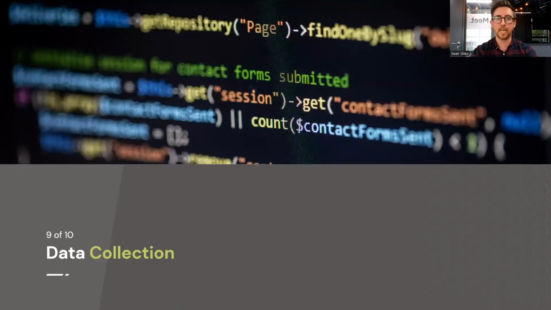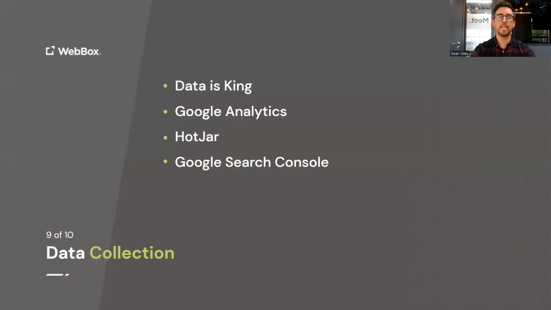Number 9 is data collection. At the end of the day, data is king with all of these elements. These are some tools we've used at Webbox: Google Analytics, which a lot of websites will be using, Hotjar and Google Search Console. I'll explain a little more about them in a second. Using these tools will build up a picture of how people are using your website, which in turn helps you make data-driven decisions as to what you want to change or update on the website.